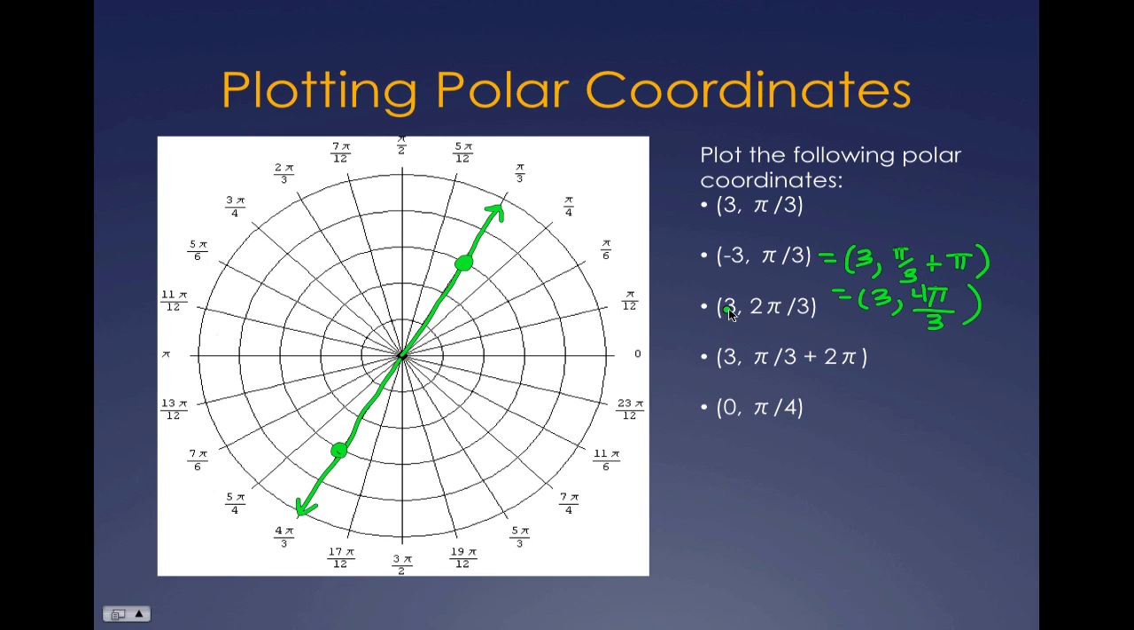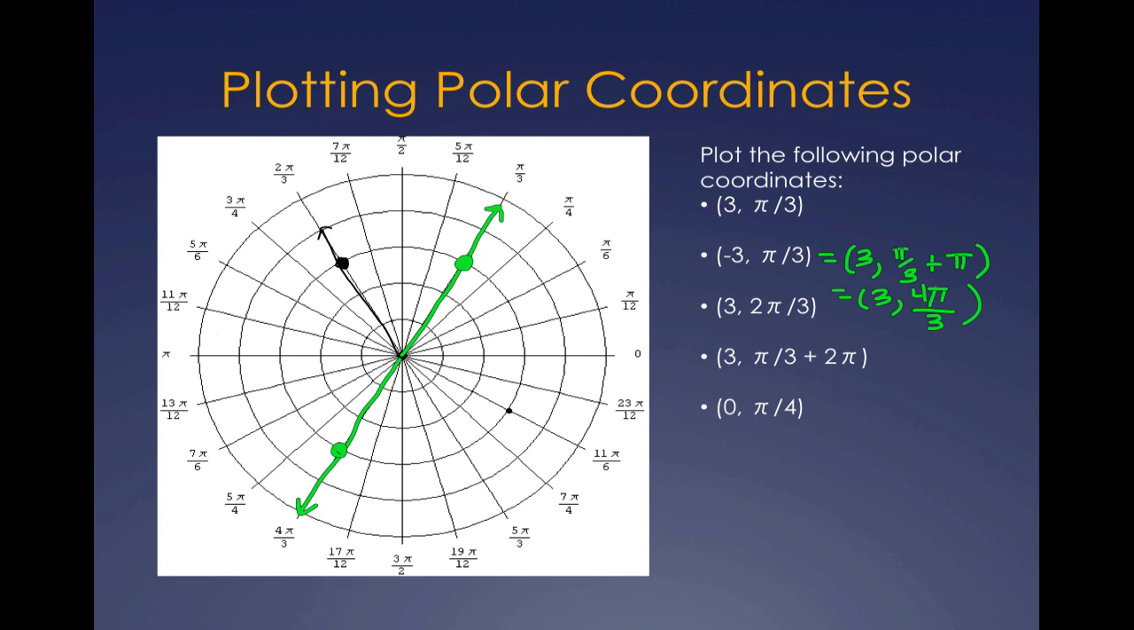Okay, next one. We've got 3 comma 2 pi over 3. So I'm going to change colors here. And we want 3, so we're still going to go out 3 units, so 1, 2, 3. But we want 2 pi over 3 this time. So we're still in this third circle, so now let's go to 2 pi over 3, and we see that that is right here. So there's our point. It's on this angle line right here, but it's on the third ring. So that would be our point for 3 comma 2 pi over 3.